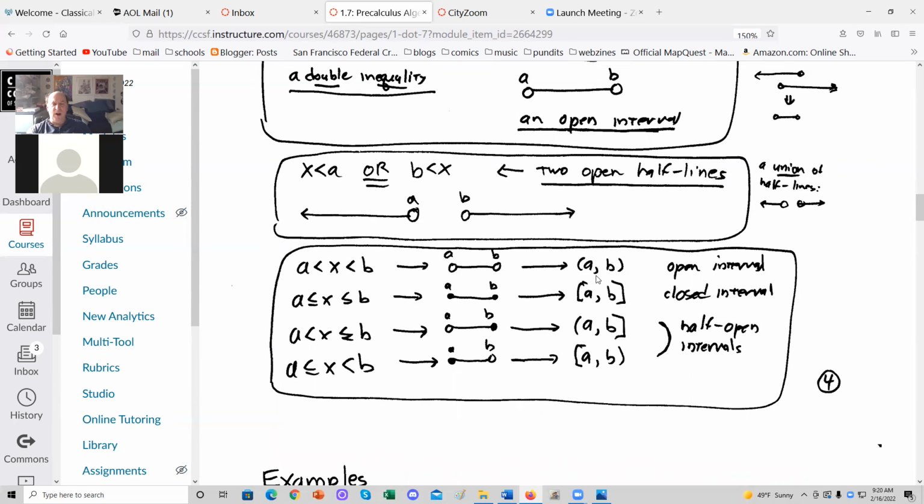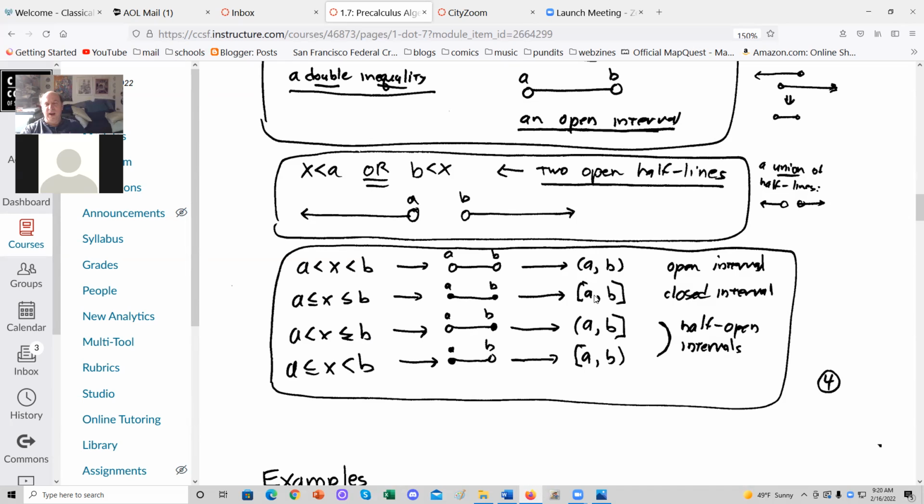Now, there are 4 kinds of intervals: a less than x less than b, not including either endpoint. It's called an open interval. A less than or equal to x less than or equal to b. It includes both endpoints. It's called a closed interval. A less than x less than or equal to b. It excludes a but includes b. A less than or equal to x less than b. It includes a, excludes b. These are called half open intervals.